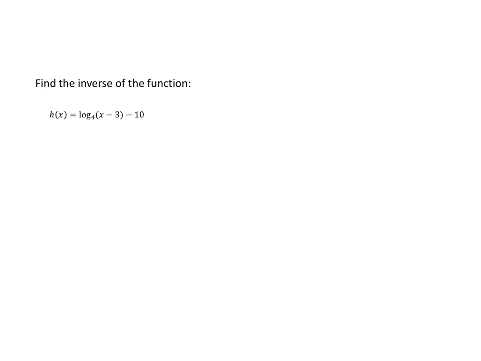All right, so I'm going to list the operations done in this function h of x. So if I plugged in a number for x, I would subtract 3, and then take the log base 4 of whatever number I have so far when I subtract 3, and the last step would be subtract 10.